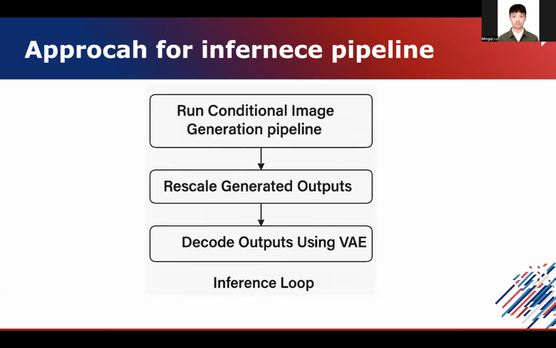Now, let's look at our inference pipeline. First, we run a conditional image generation pipeline. We start from pure noise in the latent space and progressively denoise it over multiple steps. If conditional generation is enabled, like in CFG, the model is guided towards specific class labels during the denoising process. After the denoising process finishes, we obtain a latent representation of the final image. Since we scale the latents during training, we need to rescale the generated outputs back to their original distribution. Finally, we decode the rescaled latent outputs using a pre-trained VAE decoder.